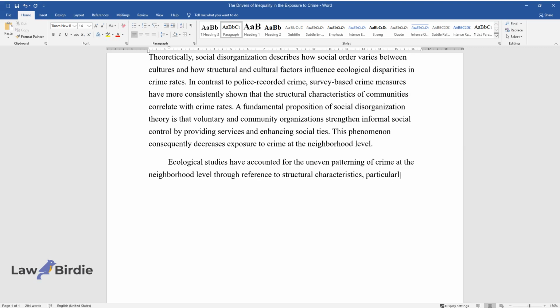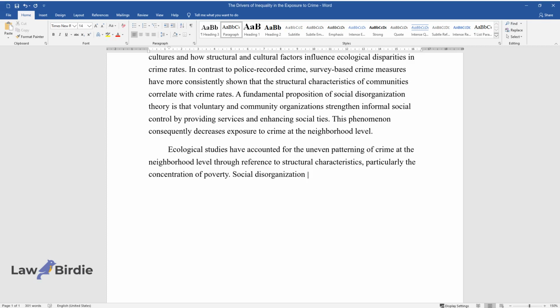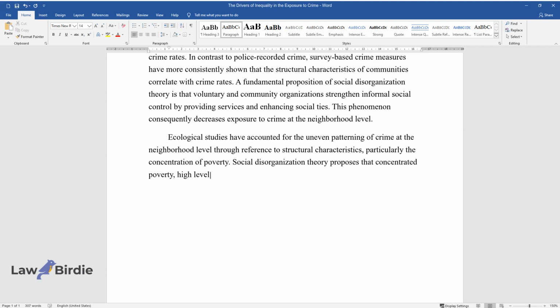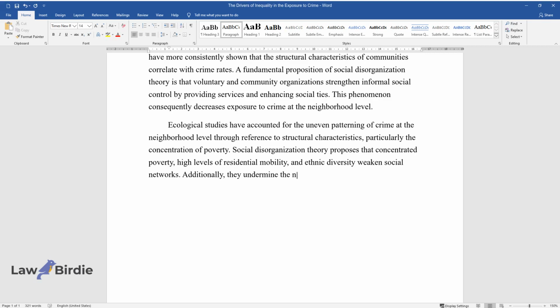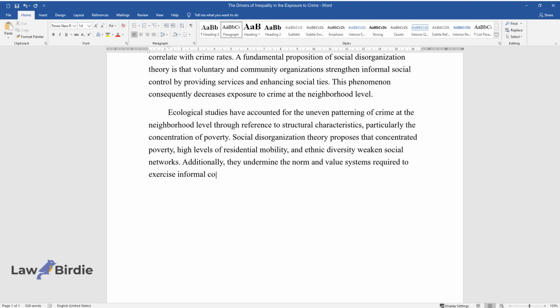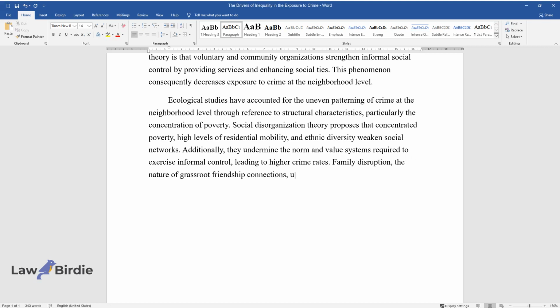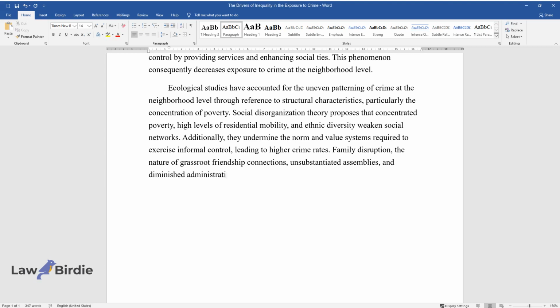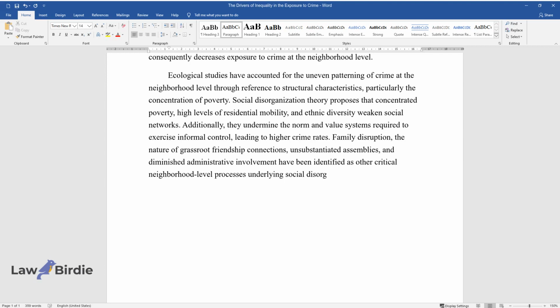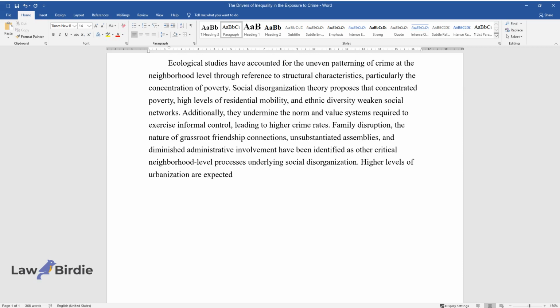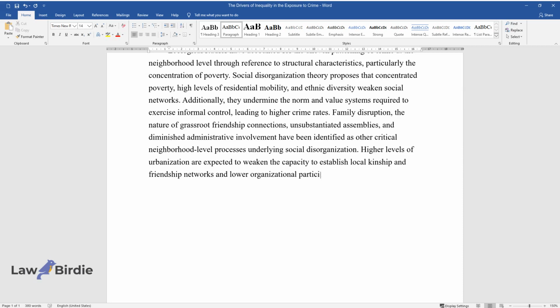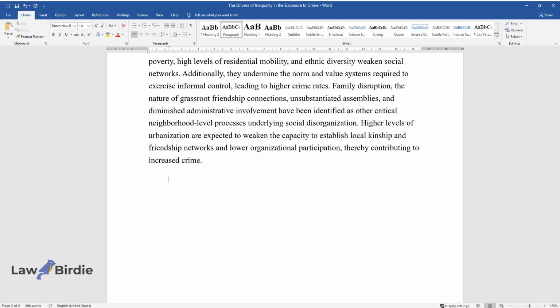Social disorganization theory proposes that concentrated poverty, high levels of residential mobility, and ethnic diversity weaken social networks. Additionally, they undermine the norm and value systems required to exercise informal control, leading to higher crime rates. Family disruption, the nature of grassroots friendship connections, unsupervised assemblies, and diminished administrative involvement have been identified as other critical neighborhood-level processes underlying social disorganization. Higher levels of urbanization are expected to weaken the capacity to establish local kinship and friendship networks and lower organizational participation, thereby contributing to increased crime.